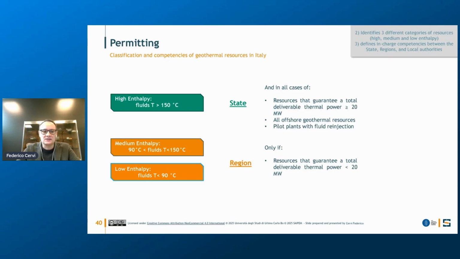Economically exploitable resources are considered to be of national interest if the projects have a total thermal power exceeding 20 megawatts, even when utilizing fluids with temperatures below 150 degrees Celsius. Resources found in marine areas are always of national interest, and medium and high enthalpy geothermal fluids intended for testing pilot plants are still of national interest.